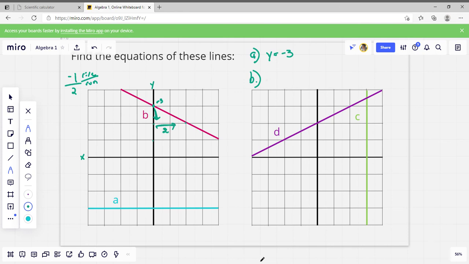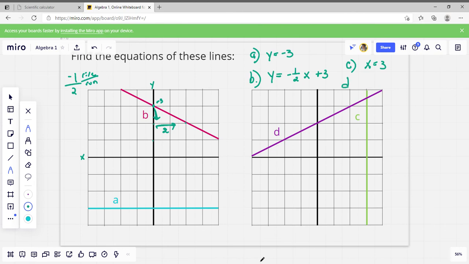So to write that equation, I'm going to say y equals mx plus b. So y equals m, which is my slope, negative 1/2, x plus b, which is positive 3. So there's your equation, y equals negative 1/2 x plus 3. All right, for C, C is just like A, but it is going up and down. So no matter what y is, x is always 1, 2, 3. So x equals 3.